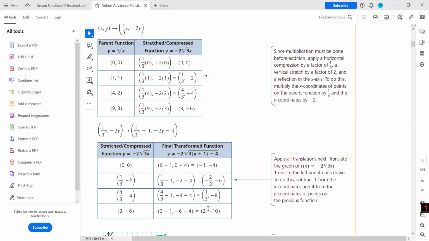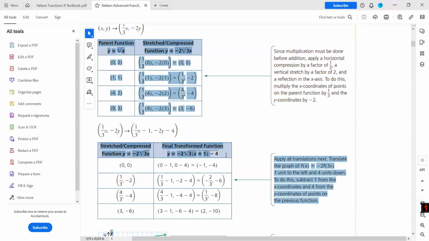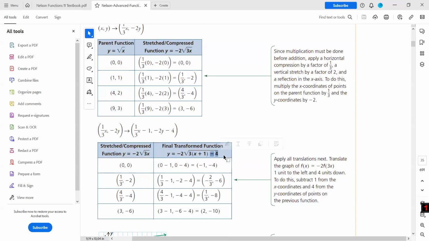Here we already have our points, including stretches and compressions. And the final transform form would include translation, right? We have a translation of 1 unit to the left. Remember, in the initial function, we have x minus d. So if we have +1, it means d is negative. So it means the function is translated to the left in the x-axis and translated downwards in the y-axis, subtract 4.